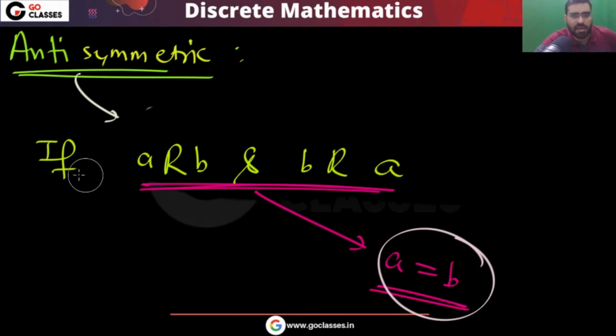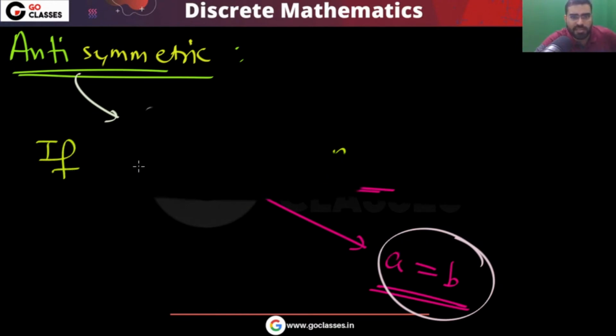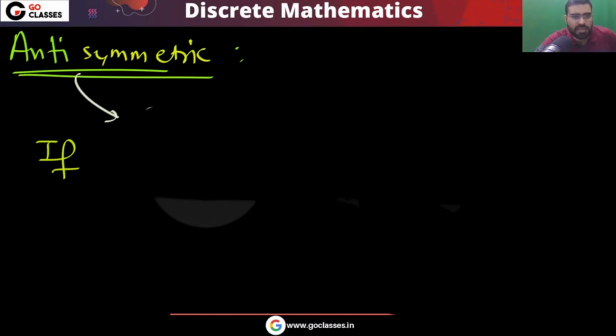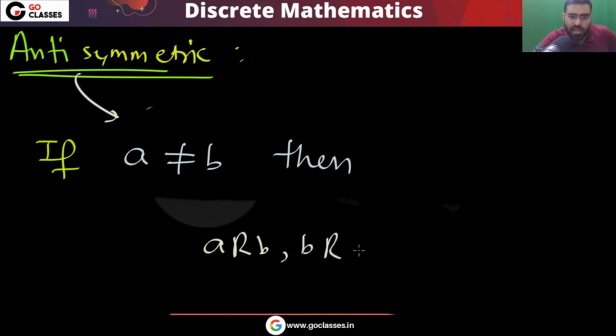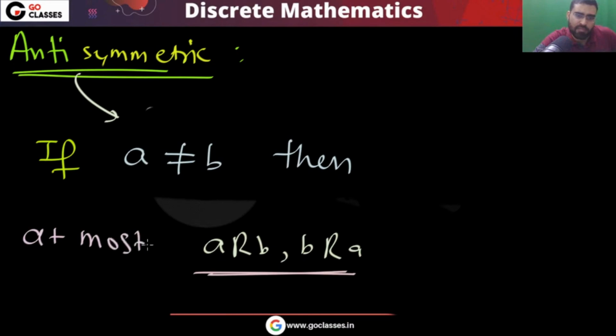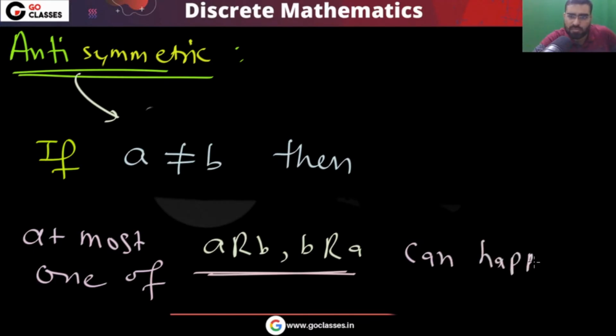Another definition is, if you have two different elements, that is, A is not equal to B, then A related to B and B related to A can never both happen. At most one of them can happen. This is the definition of antisymmetric.